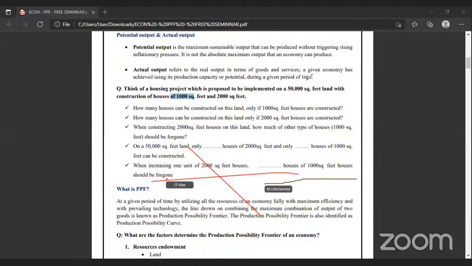Please, others don't annotate. Only Muhammad. J7 Max, please don't annotate. Only Muhammad will annotate.